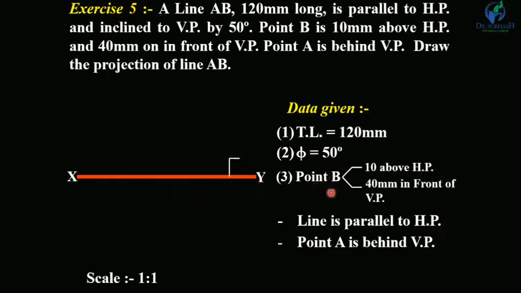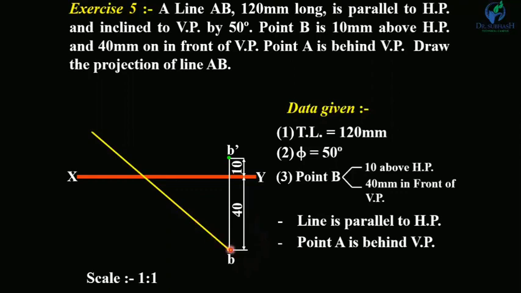Mark the position of point B first. 10 mm above HP, so B dash is 10 mm above the XY line. And point B is 40 mm in front, meaning 40 mm below the XY line. Now from this B, draw a line which is inclined at 50 degrees with the XY line. So here beta is equal to phi and true length is equal to 120 mm.